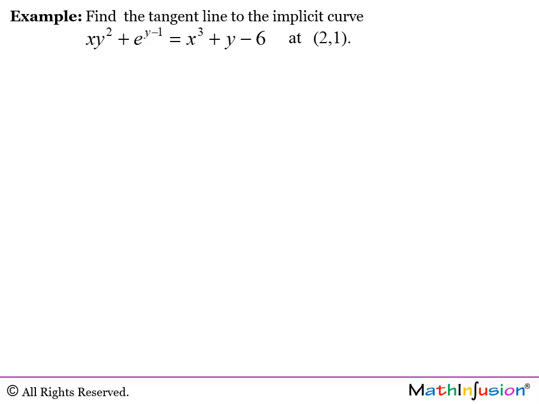We find the tangent line exactly the same as if the function is written explicitly. We have to find dy/dx, so we get the slope. After, we will substitute the point in. The point means that x equals 2 and y equals 1. And we also have a point. And if we have a slope and a point, we can get a tangent line.